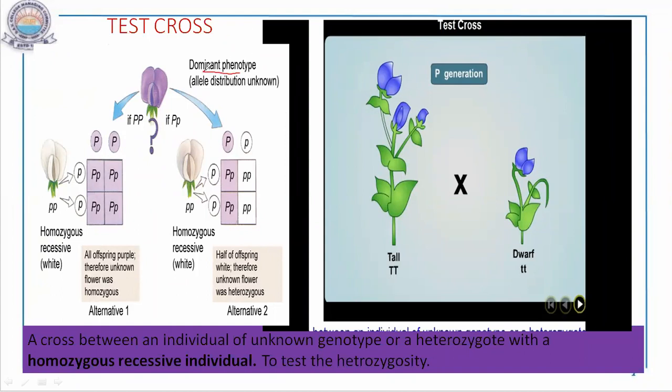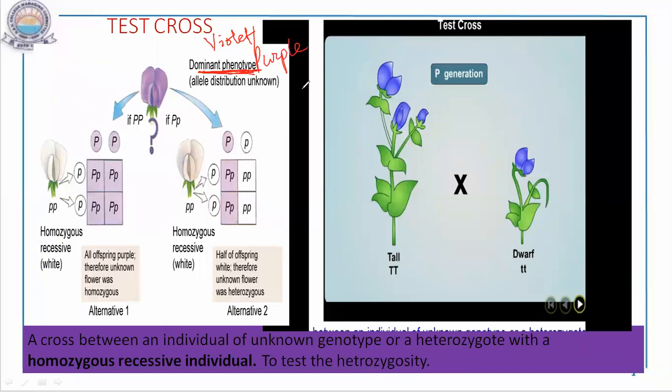So the dominant phenotype, when I say phenotype, for now tell me what will be the answer. Listen to the question carefully. When I say what will be the dominant phenotype of flower color, what will be your answer? Violet. Good. Very good. It is the violet. Or we can also write purple.